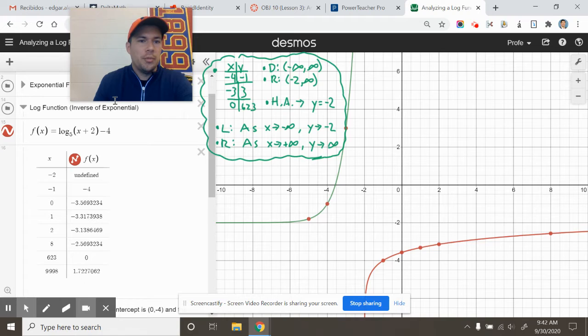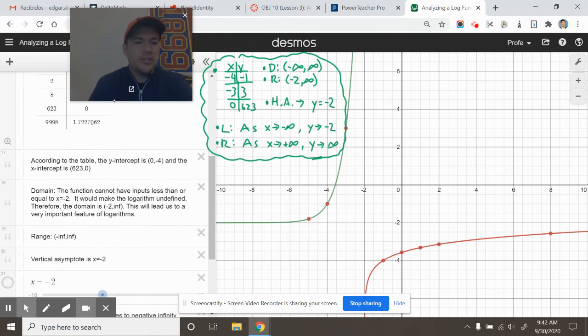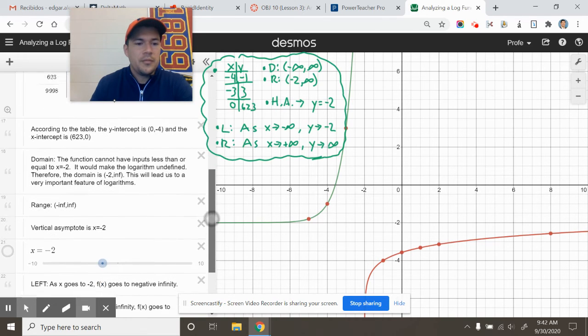There's a horizontal asymptote for exponential functions. You cannot get an exponential output that is 0 or less. So I cannot have 0 as an output to be used inside of the parentheses. So that's why -2 is the boundary right there. As far as the domain goes, it'll be -2 to infinity. The range is unlimited, -infinity to infinity.